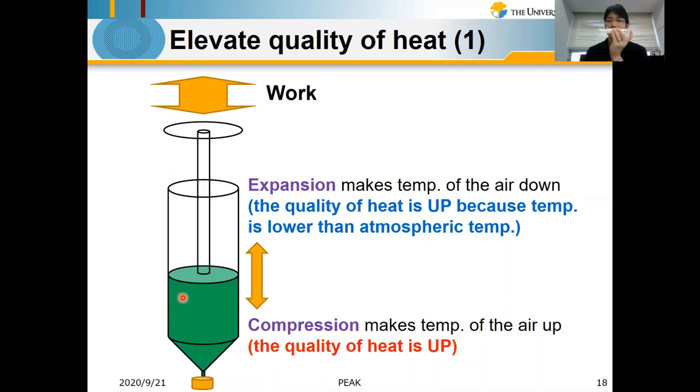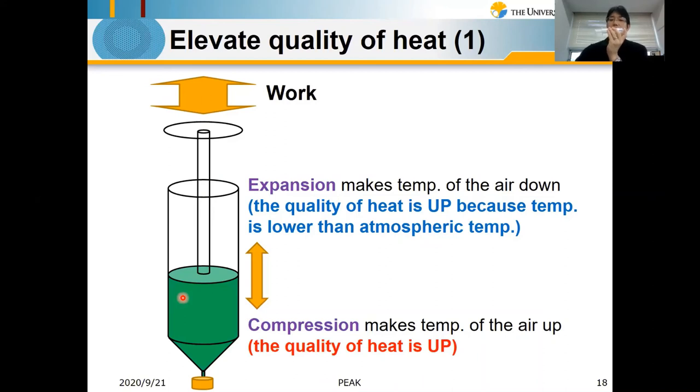This is called an adiabatic compression and then expansion. But, to be clear, heat loss happens here. By expansion, the temperature of the air goes down, and by compression, the temperature of the air goes up. This means that the energy quality of heat in air can be changed.